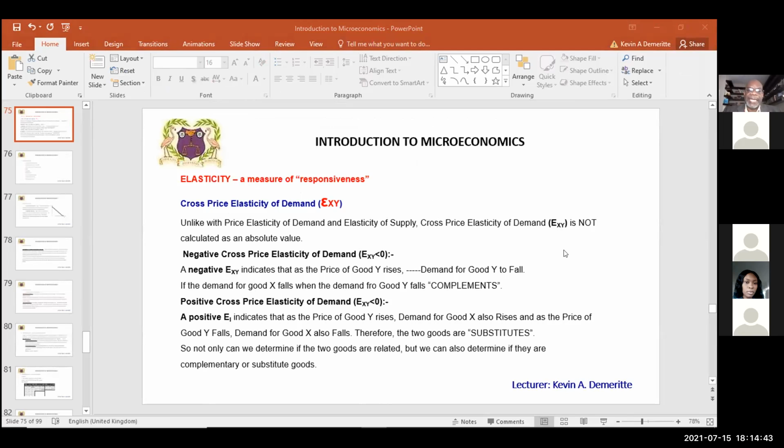A negative E of X and I indicates that as the price of good Y rises, so as the price of blueberries rises, because the Y was the blueberries, so as the price of blueberries goes up, demand for blueberries falls. And if demand for strawberries also falls, then they're complements. So this is saying, in real words, somehow we have linked our decision to buy strawberries and blueberries together.